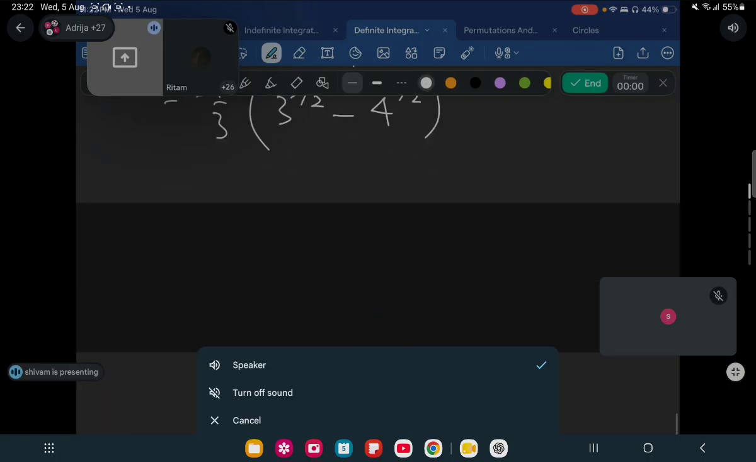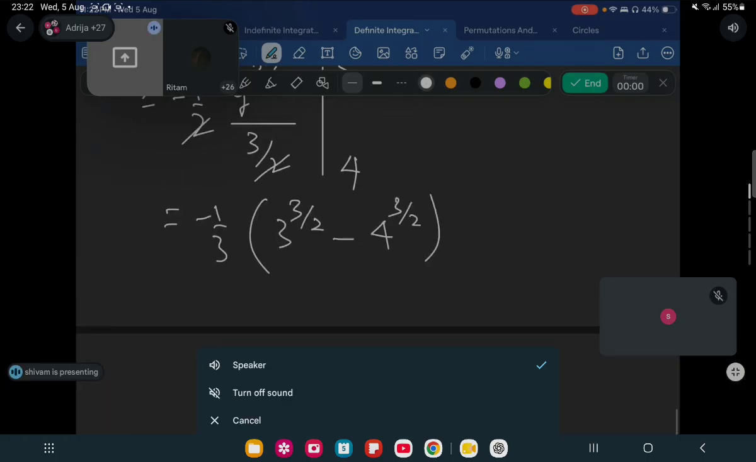Tell me, anyone having any doubt, you can ask me. 3 to the power 3 by 2 will become root 3 root 3. So finally, we are getting 8 minus 3 root 3 by 3. Tell me, anyone having any doubt, you can ask me now.